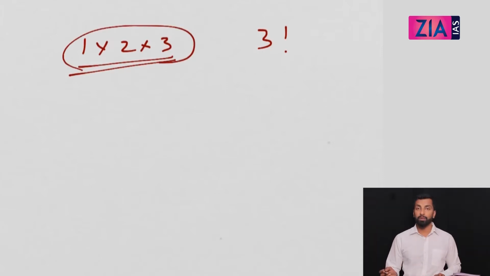And what are the possible questions from factorials that we have discussed? What is the highest power of a number in a factorial? That's one question. Then we discussed the number of zeros in a factorial. Then we discussed the number of factors of a factorial.